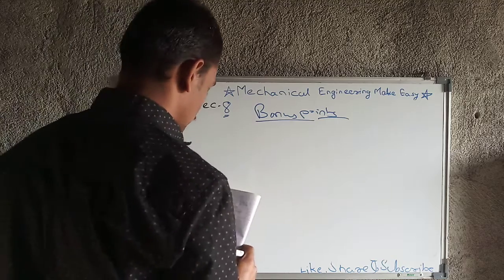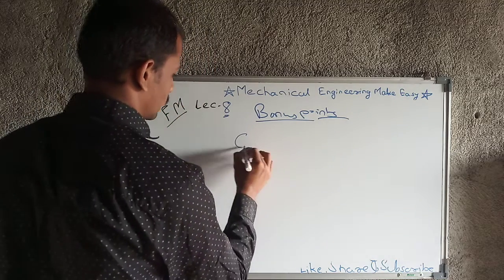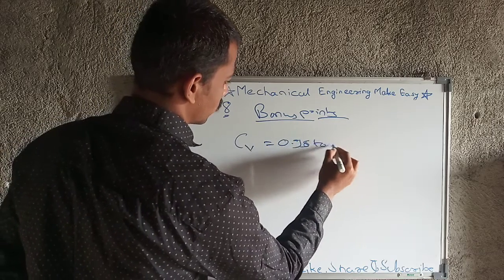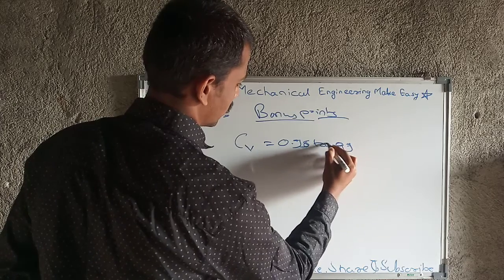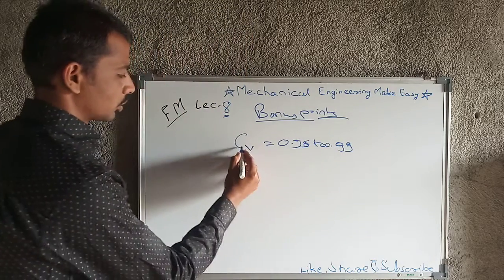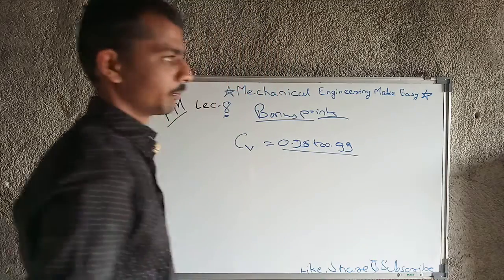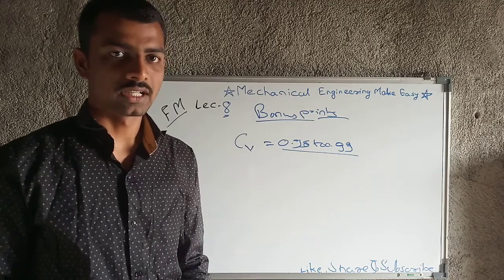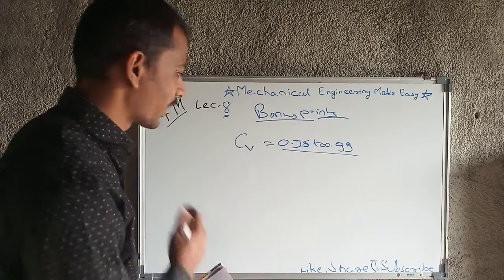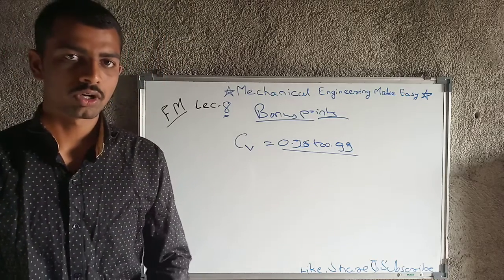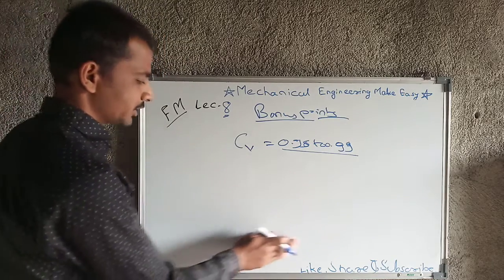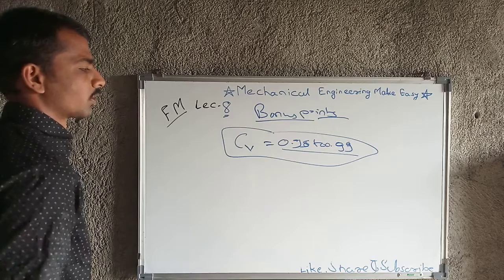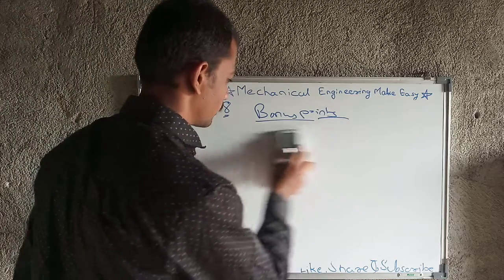Now the next term is the value of the coefficient of velocity. Coefficient of velocity has a value of 0.95 to 0.99. It varies from 0.95 to 0.99 because the theoretical velocity is a calculated velocity. In that we have a number of assumptions like the flow will be incompressible, etc. But practically all the assumptions will not be reached, so the velocity will decrease, and that decrease is accounted for by this coefficient of velocity parameter.